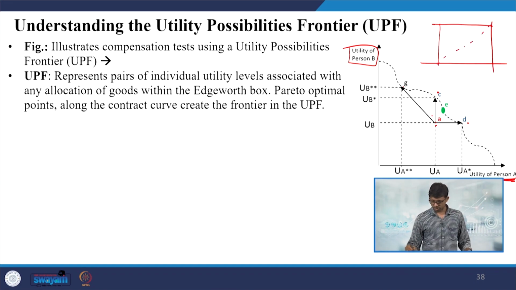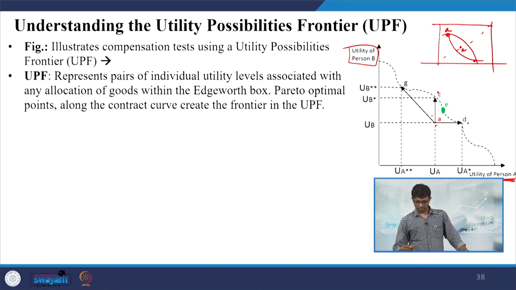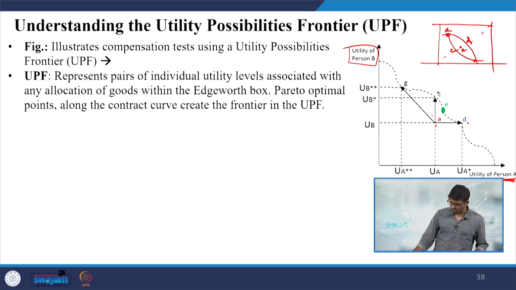I am just plotting the contract curve, and somewhere here we started discussing, and we discussed about E point somewhere here if you remember correctly, and we discussed A over C and D point. Okay. So, now I am just clarifying once again.